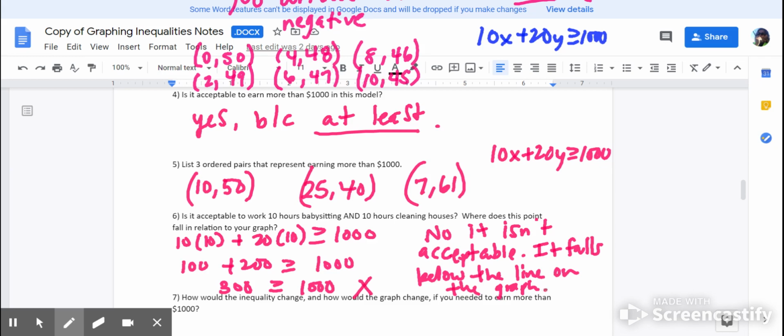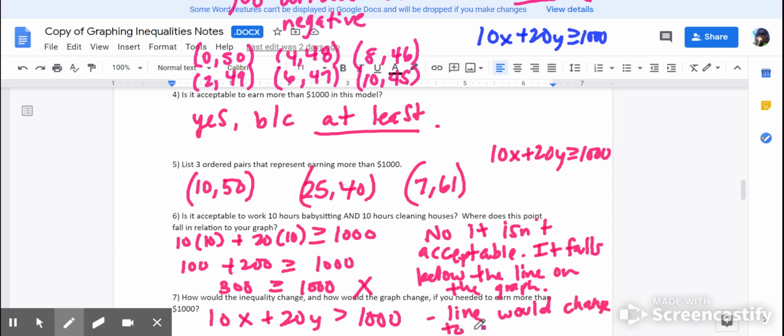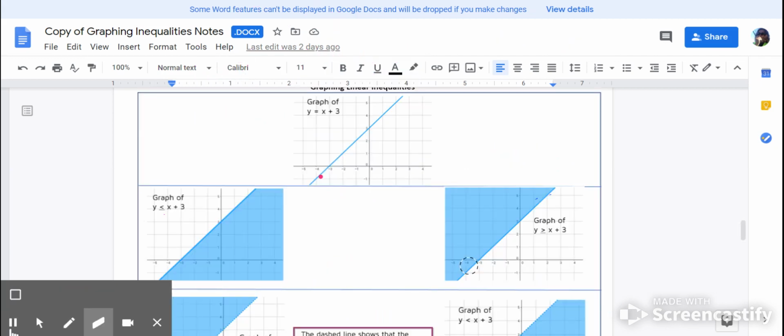And then it asks, how would the inequality change and how would the graph change if you needed to earn more than $1,000? Well, my inequality would change from 10x plus 20y greater than or equal to, to just greater than 1,000. And my line would change to dotted, because that line would no longer be a part of my solution. It's the only difference when we're graphing inequalities versus equations.